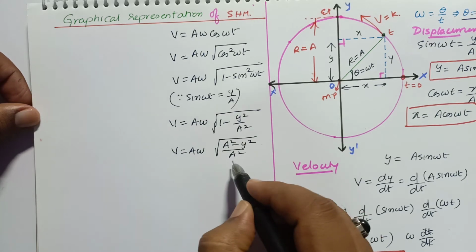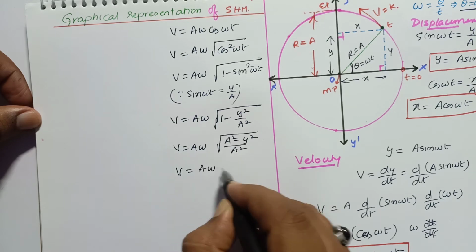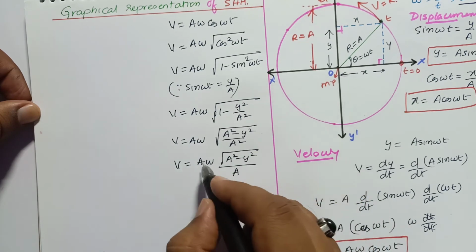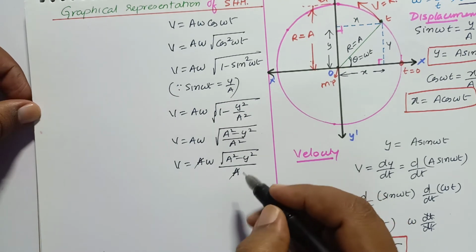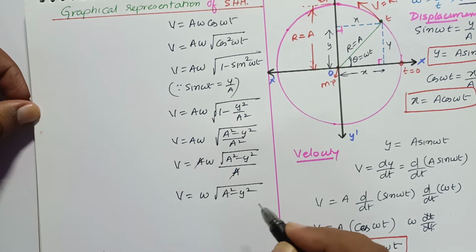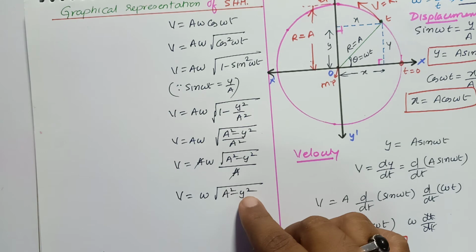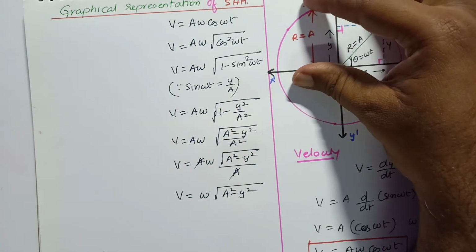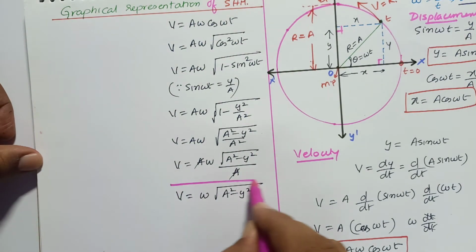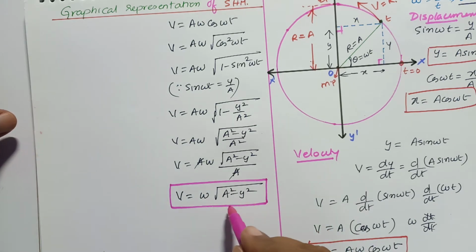If you take the LCM here, the a square and root get cancelled, and a comes out of the root. What happens now? This is a square minus y square whole divided by a. So a and a get cancelled. Then what is left here? Therefore v will become omega into square root of a square minus y square. This is another formula for finding the velocity when amplitude and displacement are given. Here y is the displacement and a is the amplitude. Finally we get the equation v is equal to omega into square root of a square minus y square, representing the velocity.